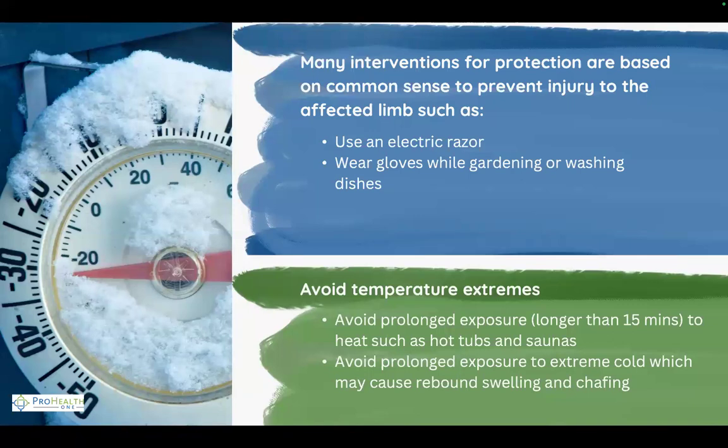And again, here it's mentioned that many of the interventions to protect are based on common sense. You really just want to prevent injury to that affected limb. Like I just mentioned here, using an electric razor versus a manual one is usually a good idea, because you tend to cause less injury to the skin. And this also mentions wearing gloves when gardening and washing dishes. It's just taking all those precautions that are a little bit more common sense, just to really protect your skin. And then another important thing is avoiding extremes of temperature.